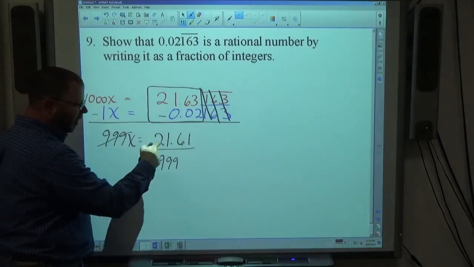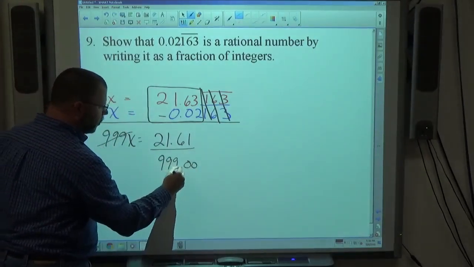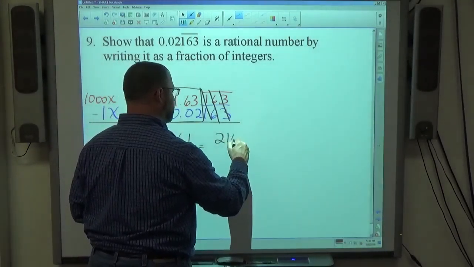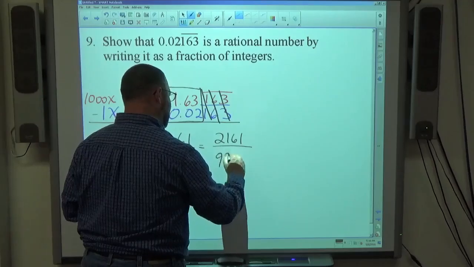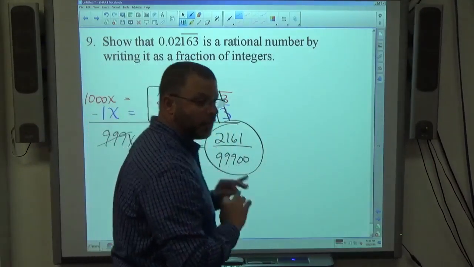It's not a good fraction because I got a decimal there, so I'm going to go 0.00. Both top and bottom have 2 decimal places, so then I can remove the decimals, so I get 2,161 on top, 99,900 on the bottom. That's the correct answer for at least half credit.